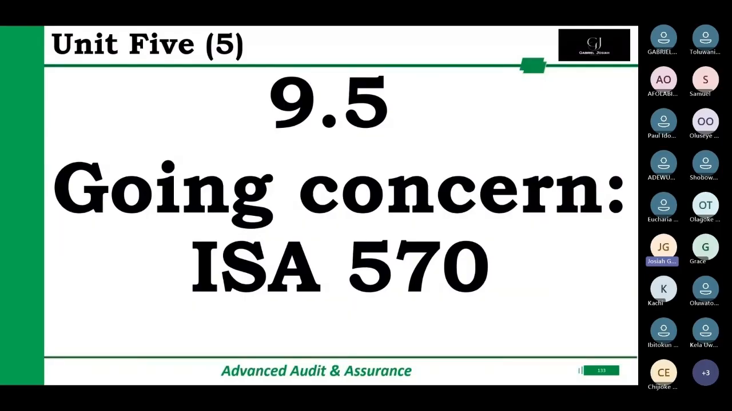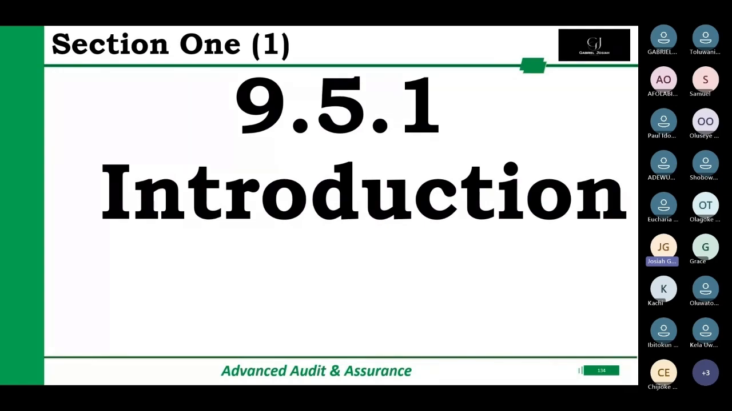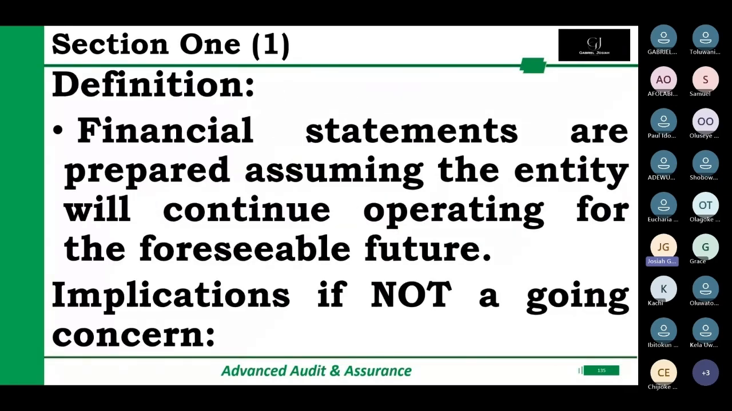So that's the plan. Let's look at Unit 5, going concern, very important, and the guide is ISA 570. By way of introduction, you must understand that financial statements are prepared assuming that the entity will continue operating for the foreseeable future, and the sustainability of a business to operate in perpetuity is very important for the auditor to assess. So we are not just looking at numbers. You're not looking at the now. You must be futuristic as the auditor in the approach to audits.